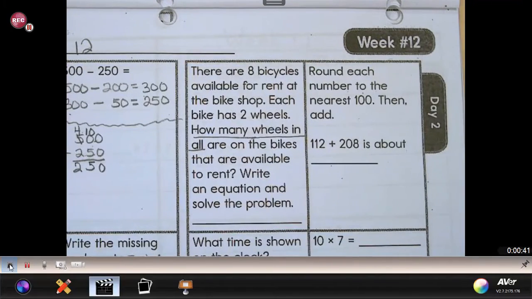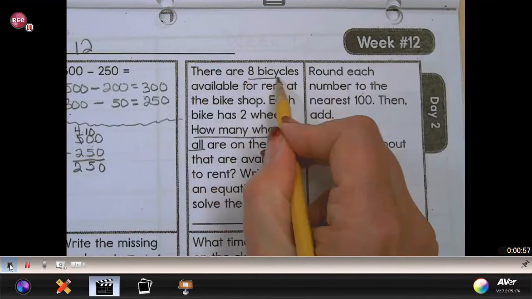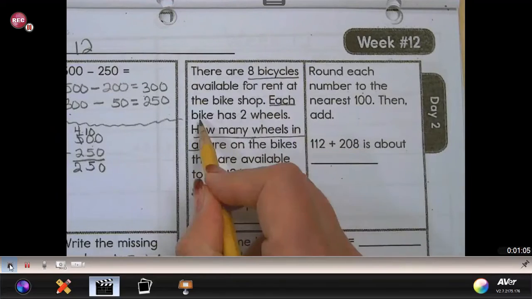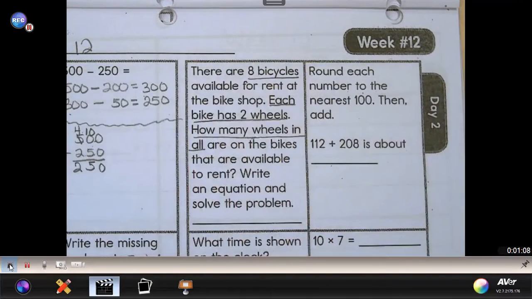So we want to write an answer statement for this. But first, before we do that, we want to follow our KFA. So what information do we know in our problem? So far, we know that there are 8 bicycles available for rent. That's what we know. And we also know that each bike has 2 wheels. Now, the question asks us again, what are we trying to find, which is the F in KFA, how many wheels in all are on the bikes that are available to rent?